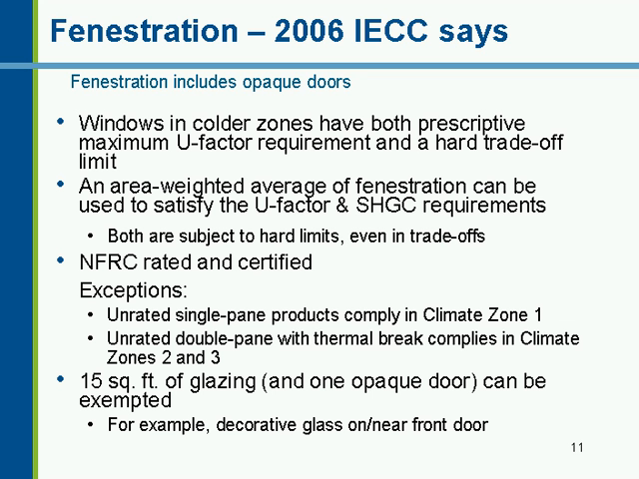Also in the code, there are some exemptions. You have 15 square feet of glazing that can be exempted. This is a so-called allowance. If you have decorative glass near your front door, then that 15 square feet would be exempted from your requirements to have to meet that table. The same applies to 1 opaque door, which can also be exempted in your project.